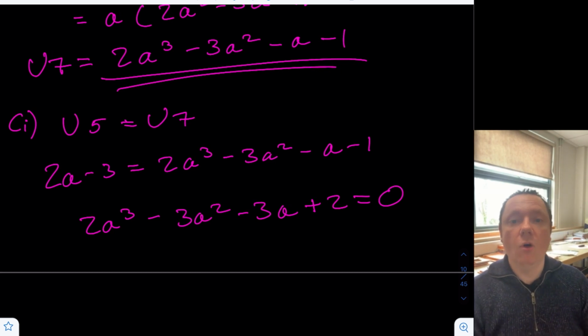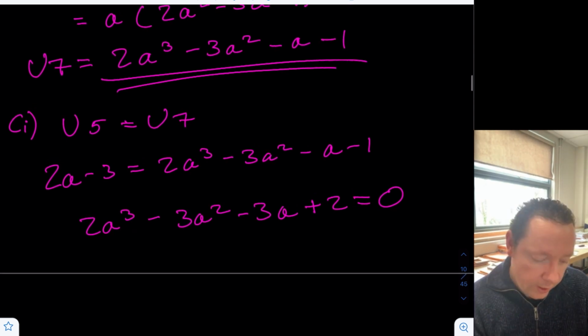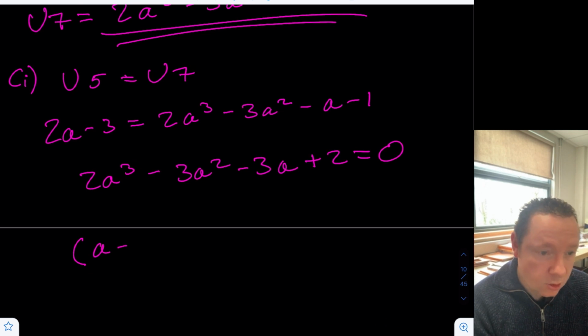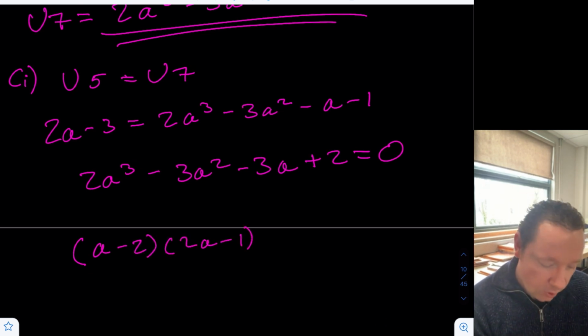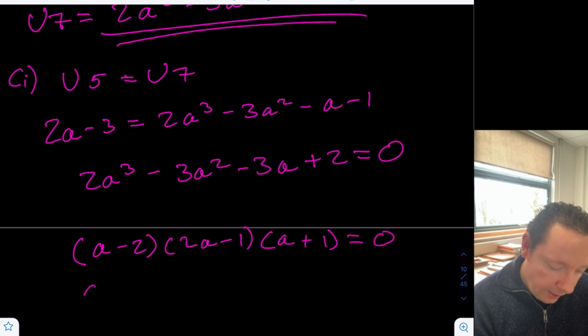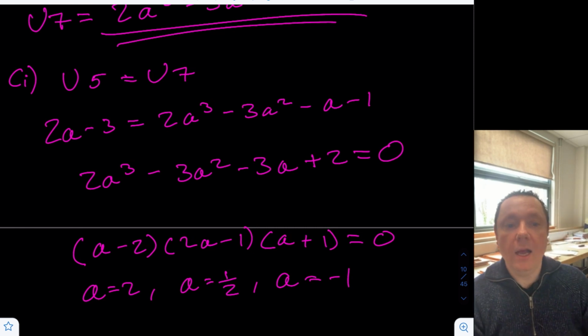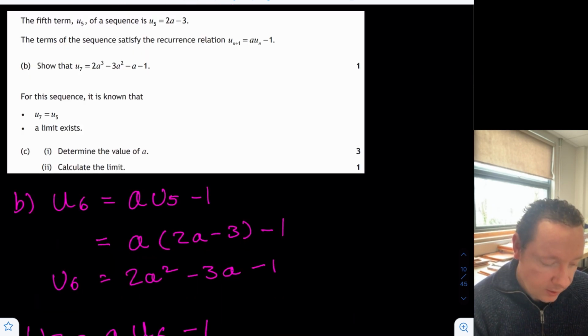So we've now got a cubic to solve, so it's actually back to polynomials. 2a cubed minus 3a squared minus 3a plus 2. We've already factorised that. So taking our answer from part A, a minus 2, 2a minus 1, and a plus 1 equals 0. So that means that a equals 2, 2a equals 1, so a equals a half, and a equals minus 1. And we've solved that. The limit exists, calculate the limit.